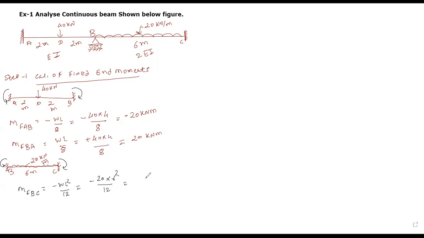Minus 60, yes, minus 60. So minus 60 kilonewton meter is your moment MFBC. Similarly, we can calculate MFCB. That should be equal to plus WL square by 12, and that value will be plus 20 into 6 square divided by 12. I hope it is clear to all of you. And that is plus 60 kilonewton meter.